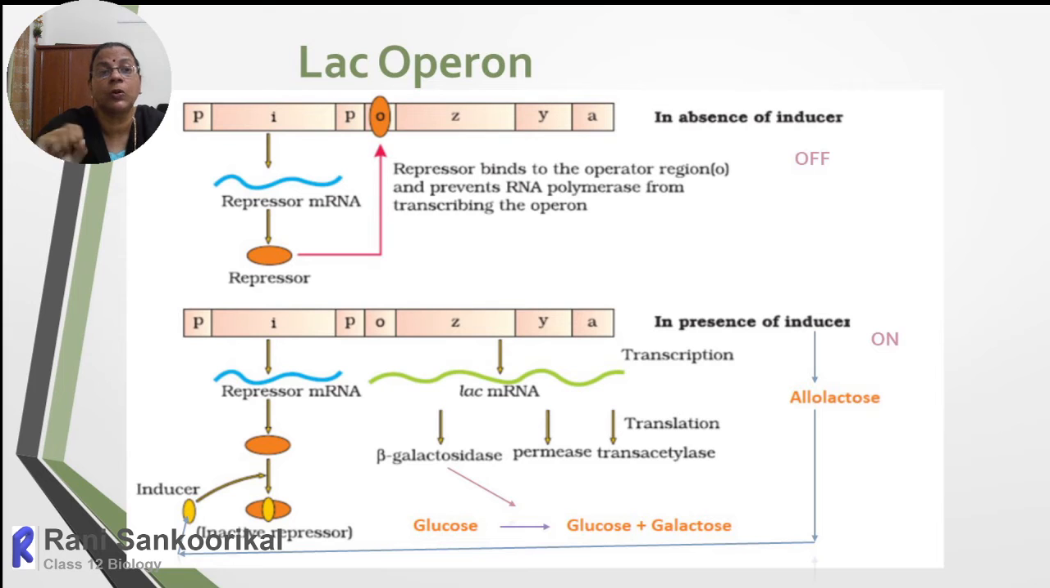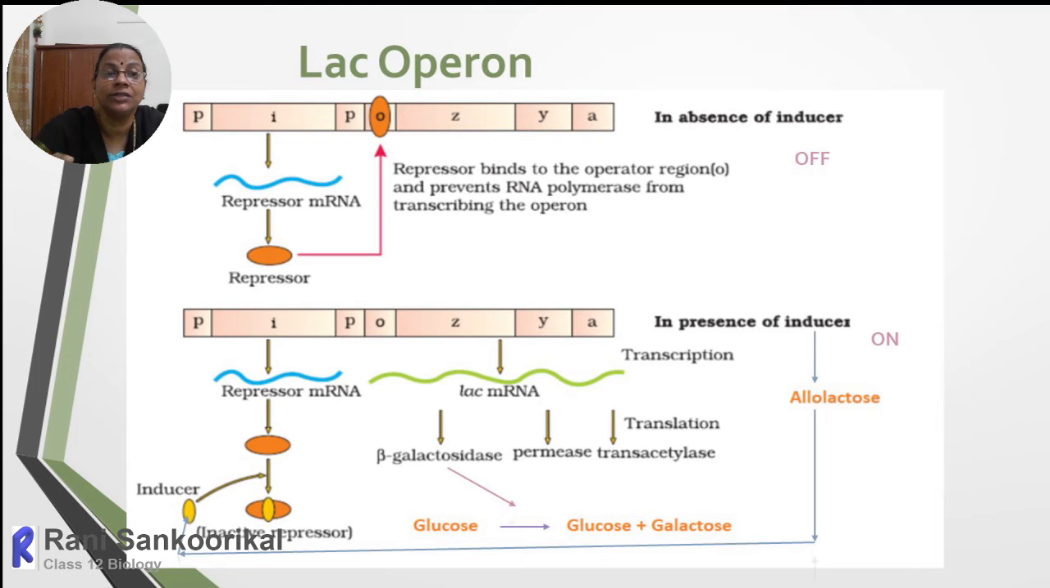So whenever the operator gene is on, it will allow RNA polymerase to bind with the promoter, and as a result, all three structural genes, Z, Y, A, will get activated. They will be transcribed into an mRNA. It is a polycistronic mRNA, which means a single mRNA can code for more than one polypeptide.